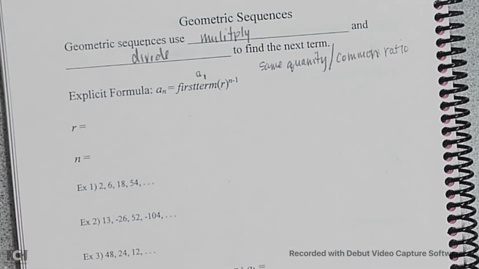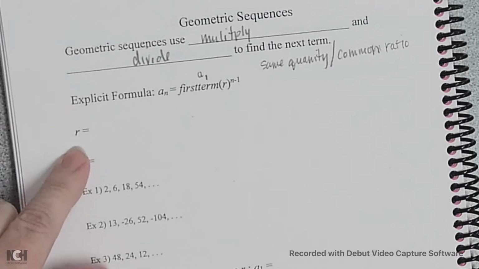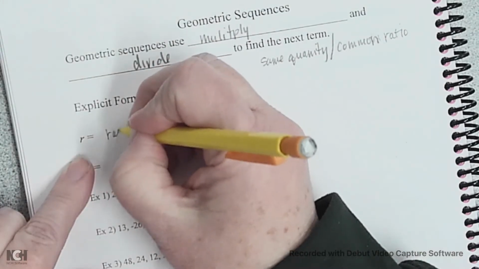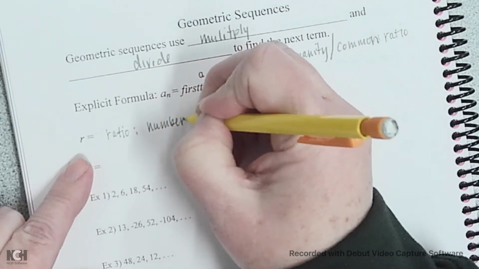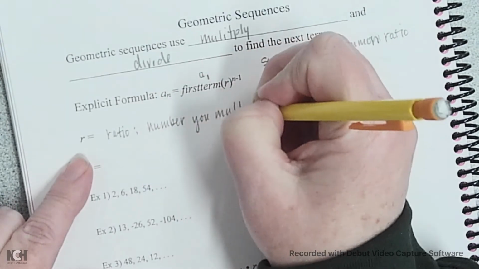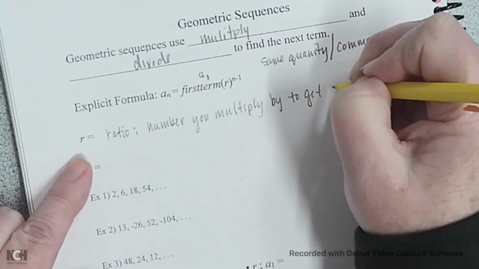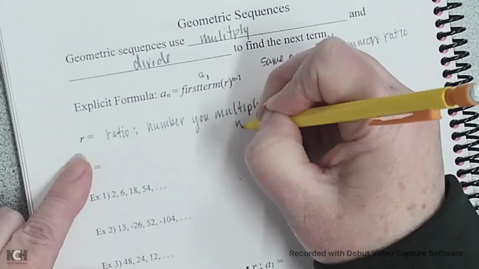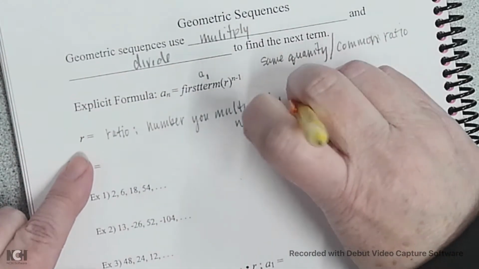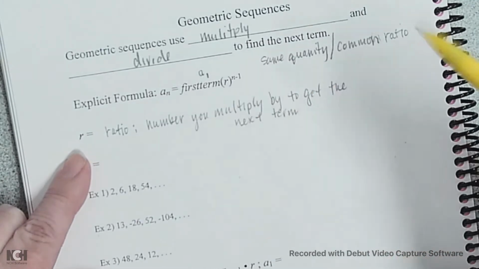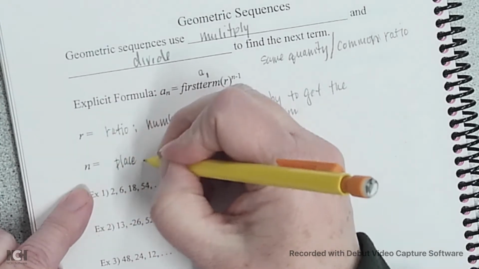Let's look at some of the terms that we have. R stands for the ratio, and that's just the number you multiply by to get the next term. And n is just the place in the sequence.